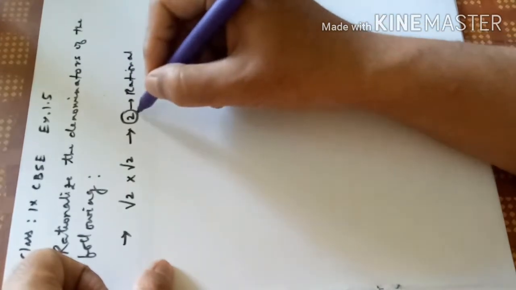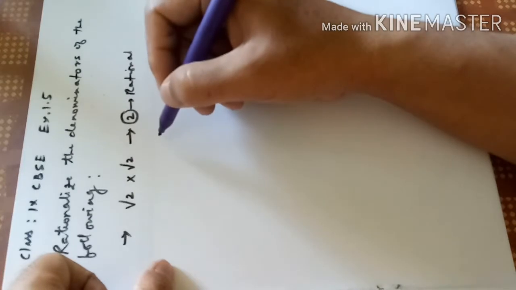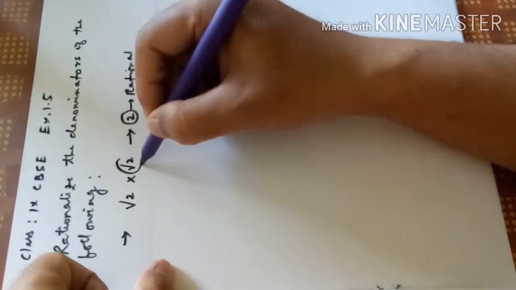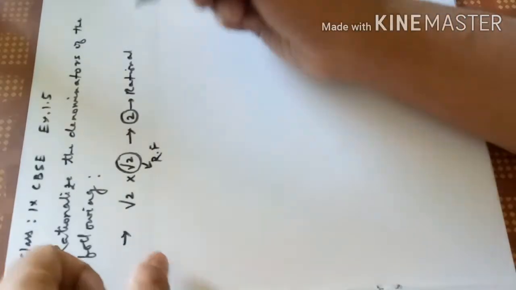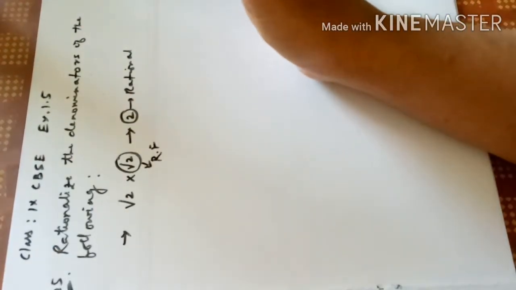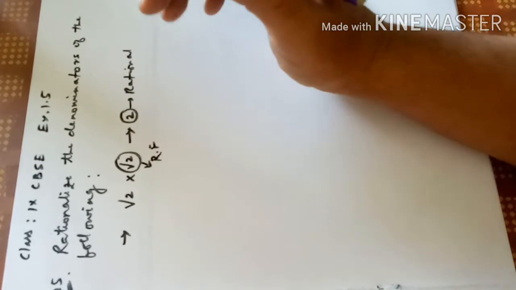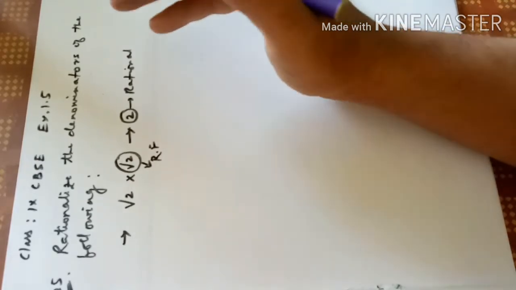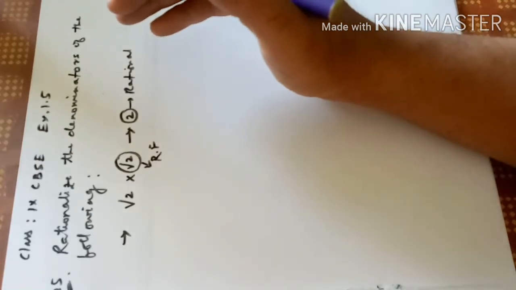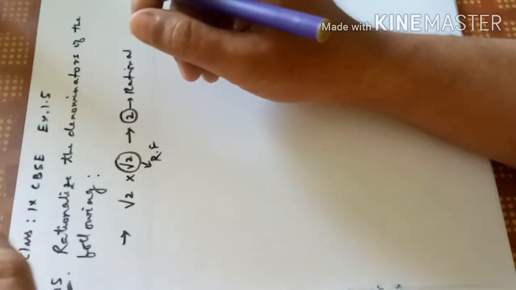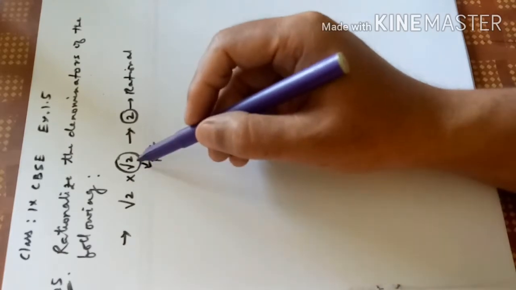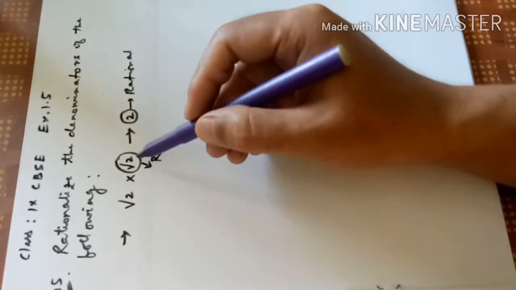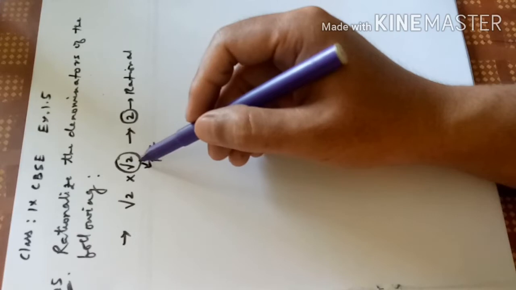To get this rational number, what number am I multiplying here? Root 2 I am multiplying. This root 2 is called the rationalizing factor. This is very important, what I want to tell you. If you want to make a number rational, you must know the rationalizing factor of the given irrational number. So root 2 is the irrational, I multiply by root 2, I got rational. What number are we multiplying? Root 2. This root 2 is called the rationalizing factor.